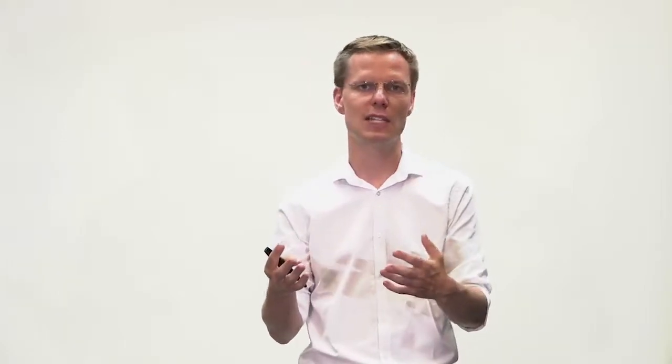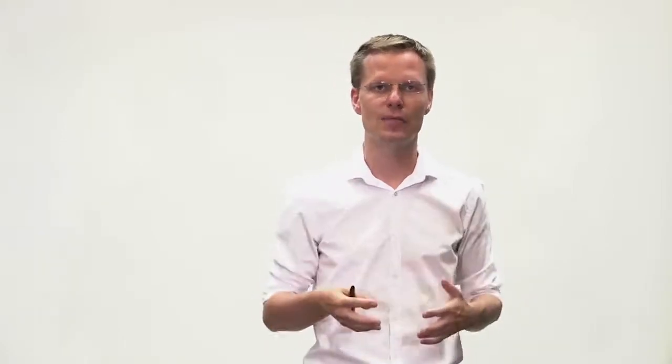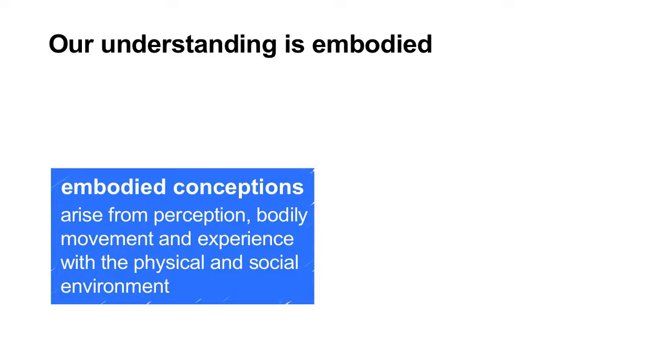And of course there are concepts, there are ideas we can understand directly. So we know what an elephant is because we can see an elephant. We know what a chair is because we can sit on a chair. We call these embodied concepts. An embodied concept is a concept that arises from a direct bodily or social experience.